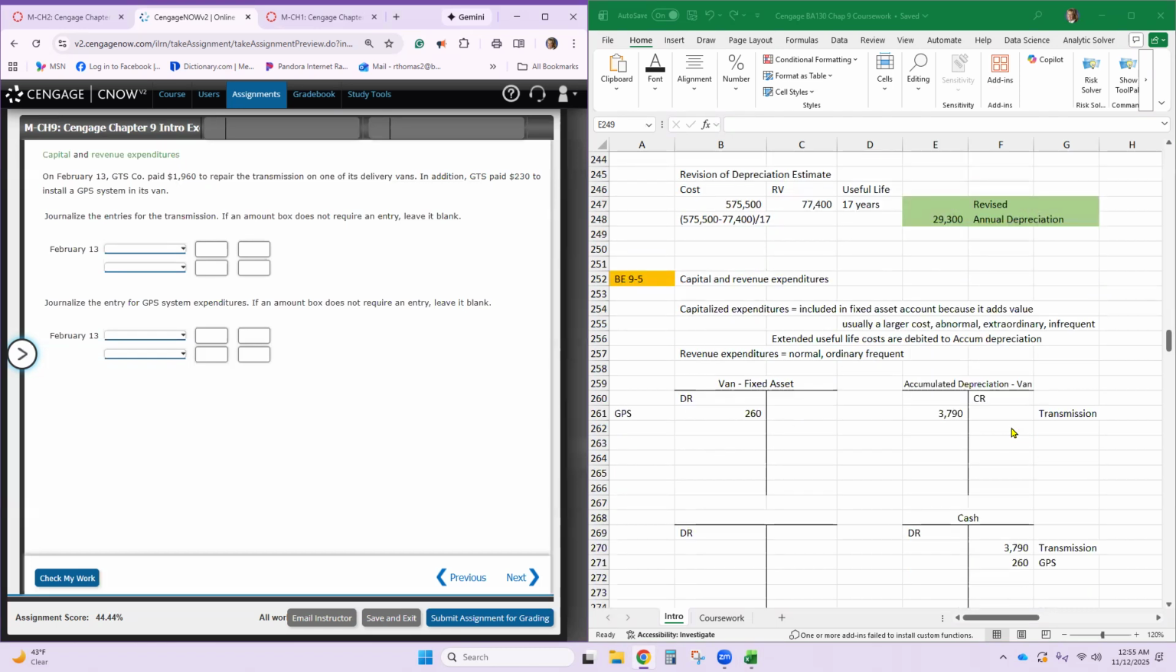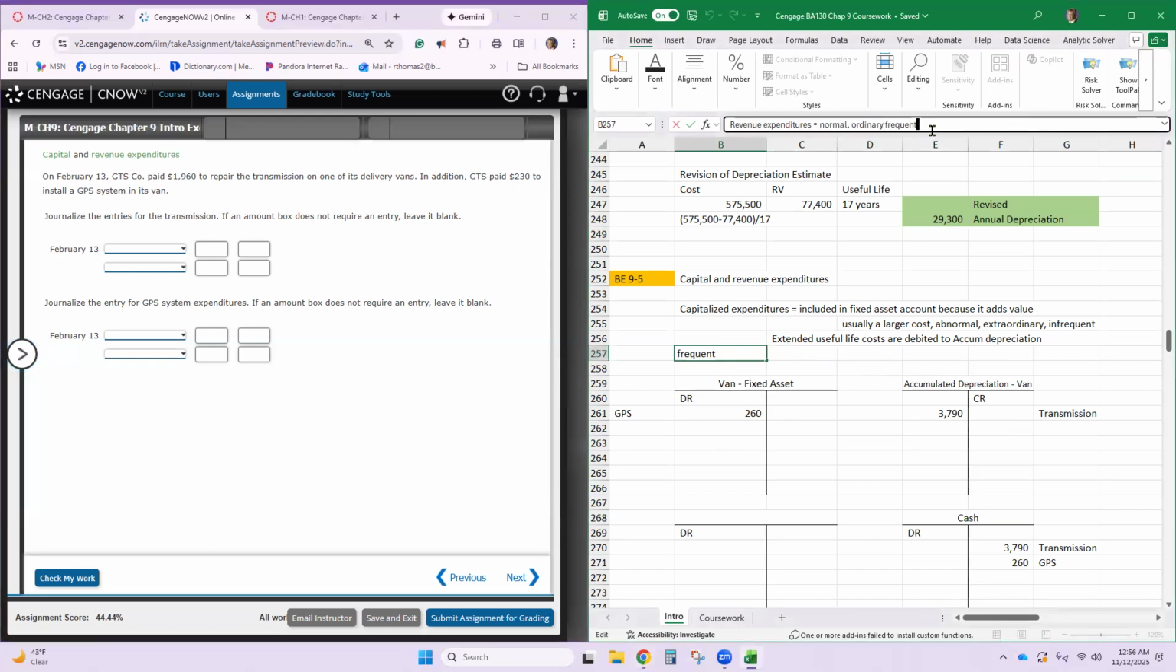So debiting accumulated depreciation means that we are actually taking some expense back. Okay, so we'll work this out here in just a minute. But a revenue expenditure is just a normal, ordinary, frequent cost or expense. Okay, so please don't get too hung up on this. This is an expense.